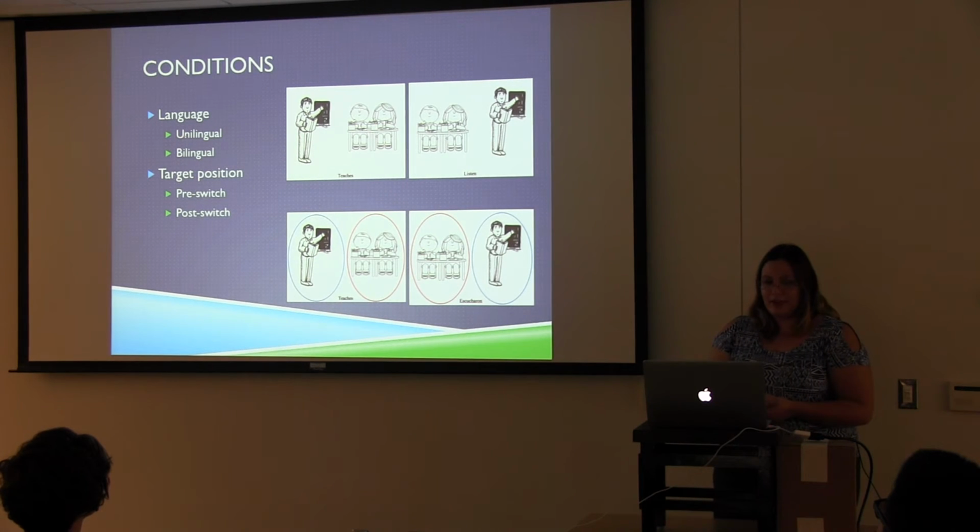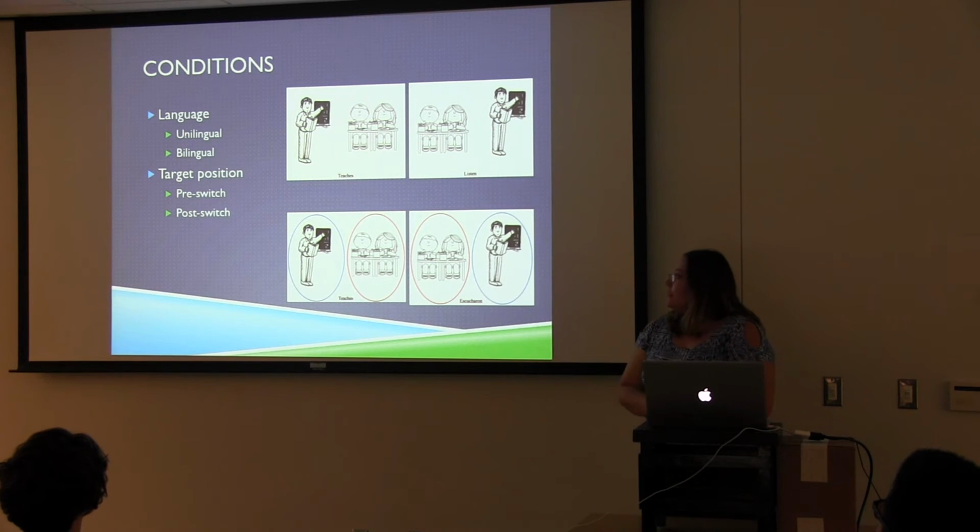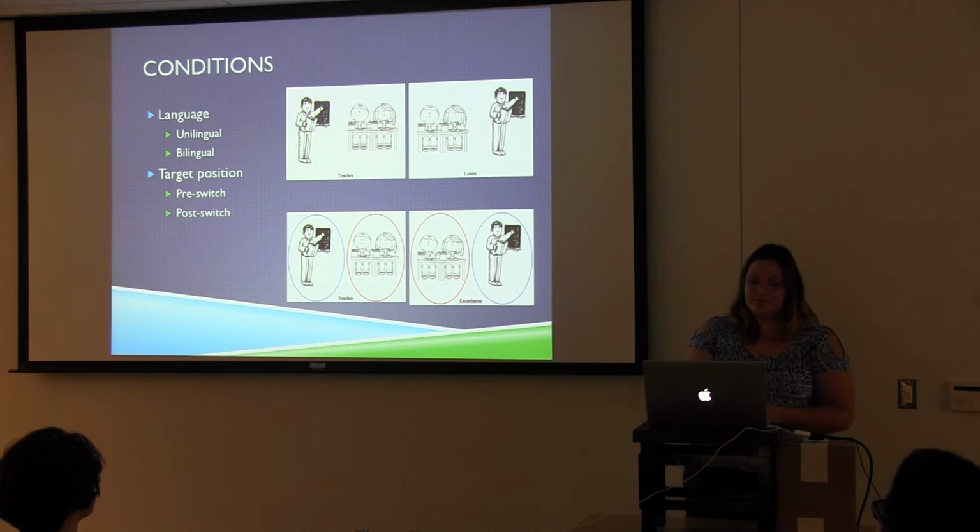The conditions that we looked at were unilingual and bilingual, and like I said, we were looking at pre- and post-switch positions. For the unilingual sentences, we had images similar to the code switch ones. However, they didn't have the color-coded circles because they just had to refer to it in a single language.